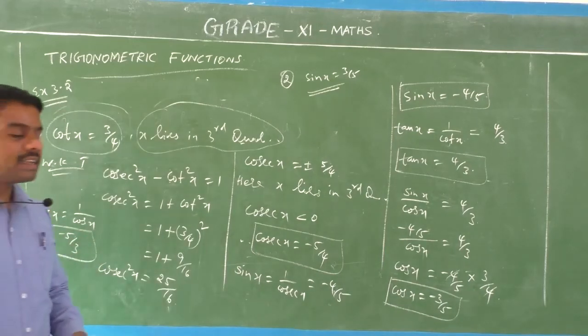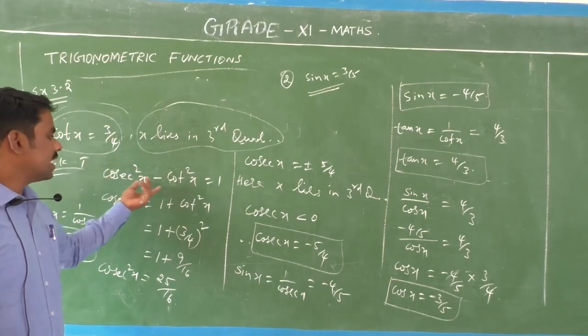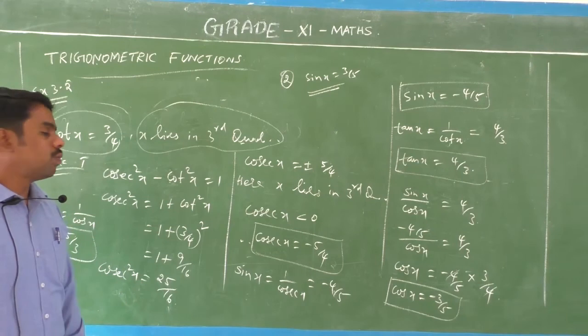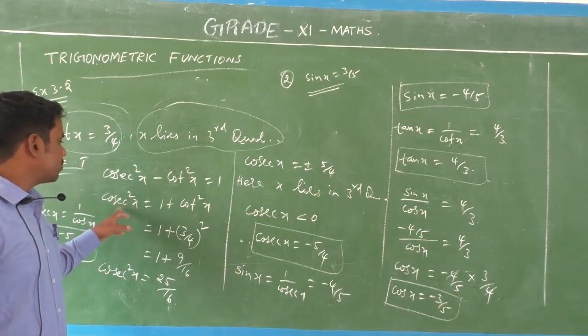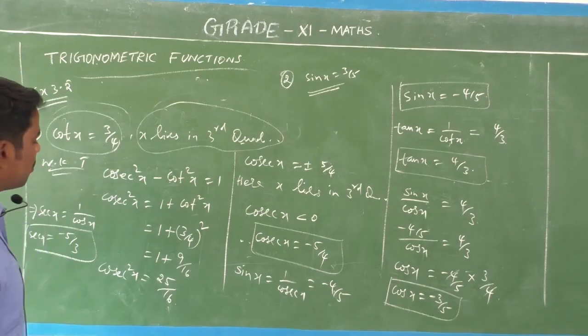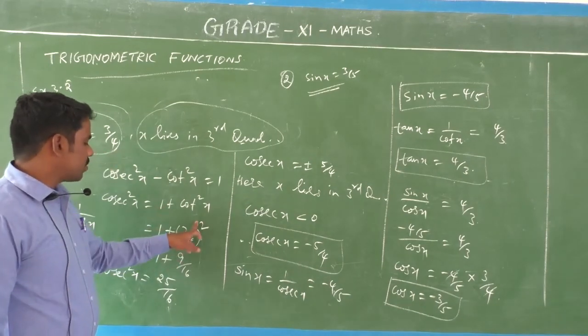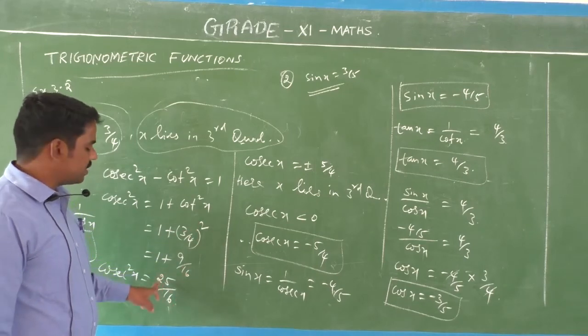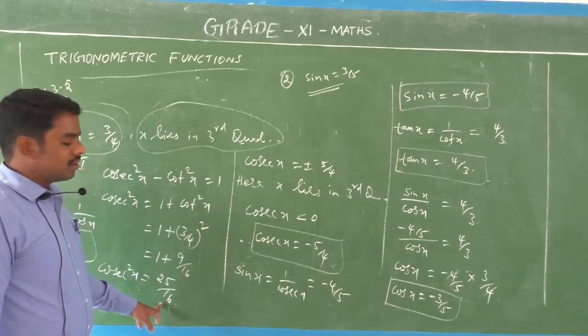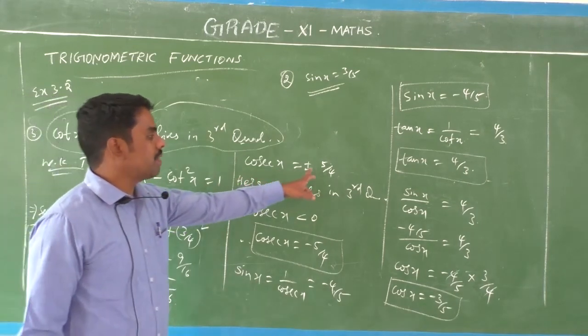Given information, cot x value is 3 by 4. We know that cosecant squared x minus cot squared x equal to 1. This formula is written as cosecant squared x is equal to 1 plus cot squared x. Here cot value is 3 by 4, so substitute: 3 by 4 the whole squared is 9 by 16, plus 1 is 25 by 16. So cosecant squared value is 25 by 16. Then cosecant x value is plus or minus 5 by 4.